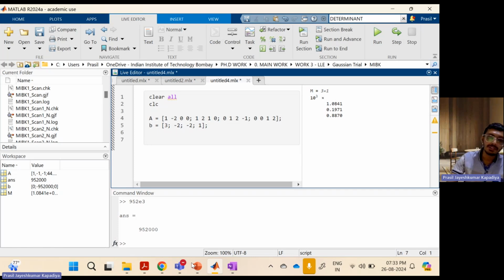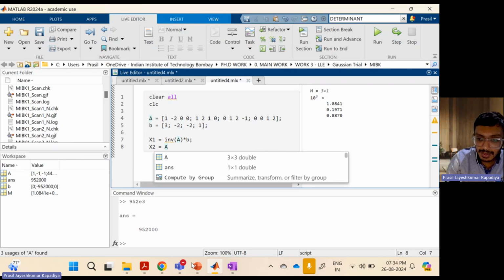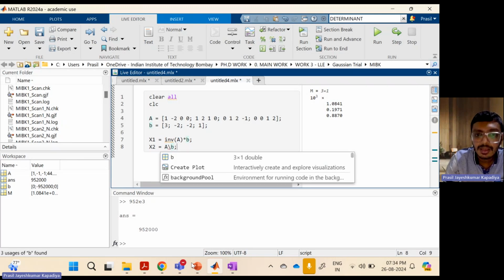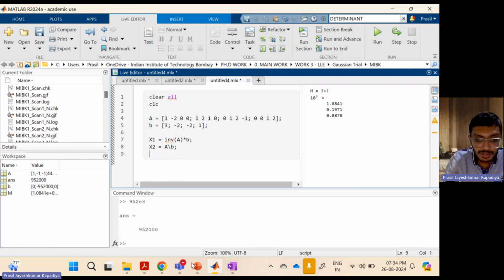Let's first use the inverse of A command: x1 is equal to inverse of A into B. Now let's use the second method: x2 is equal to A backslash B. Let's use the third method: x3 is equal to linsolve A, B. We should get the same answers, right?